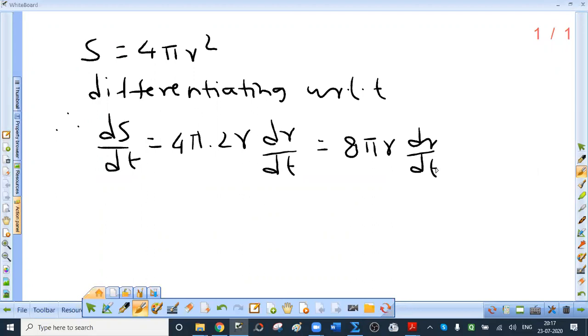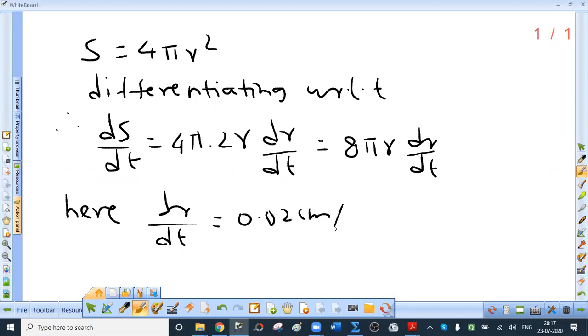Now substitute the values. We are given the values. Here, what is dr/dt? Substitute that. dr/dt is, I think, 0.02 centimeter per second. Observe the unit. And r is given to be 5 centimeter. This is simple one.